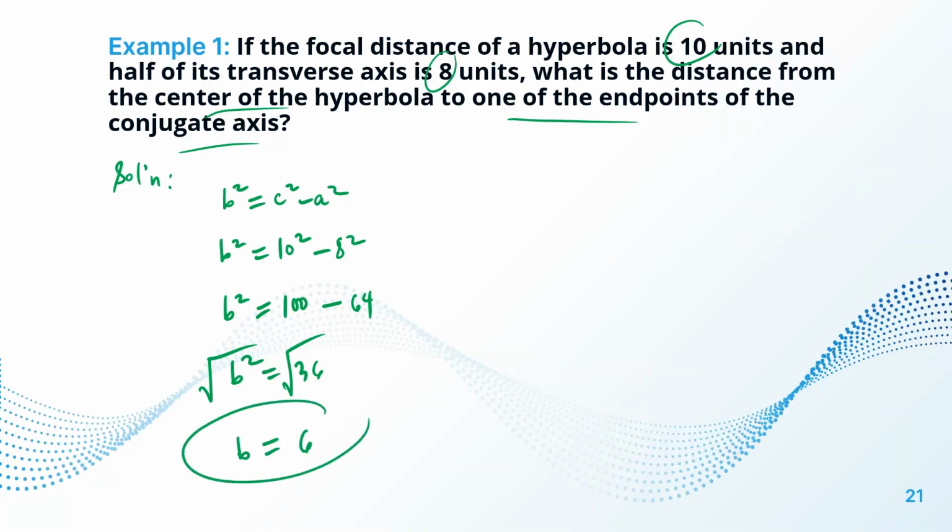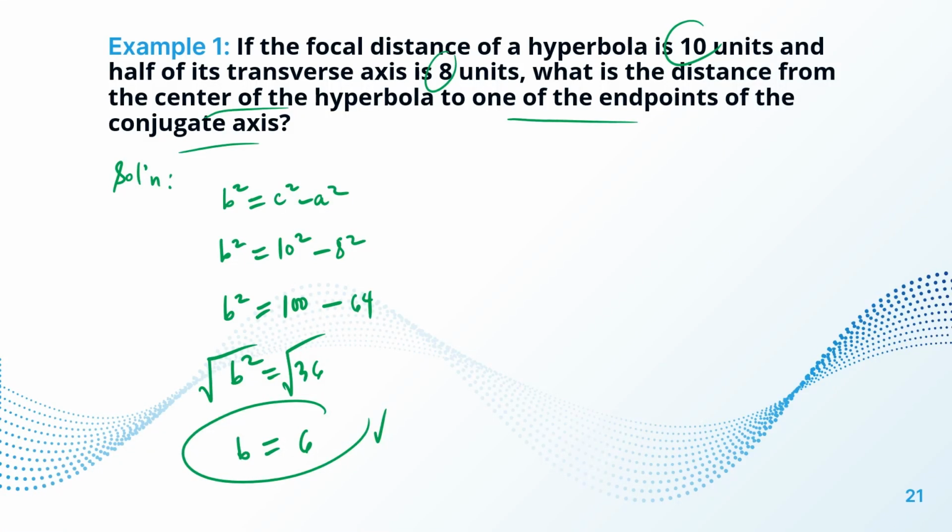Therefore, we can say that the distance from the center to one of the endpoints of the conjugate axis is 6 units. Note that we disregard the negative square root of 36 because we are dealing with distance, so it must be positive.